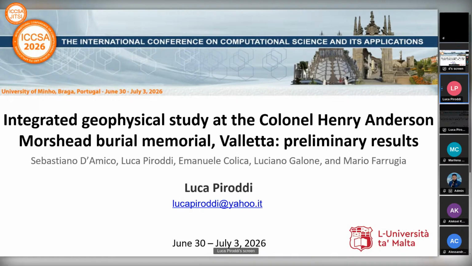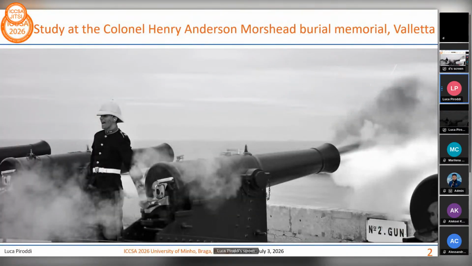Yes, this is a work done within the Department of Geoscience at the University of Malta. This note covers the geophysical investigations carried out at the burial memorial of Colonel Henry Anderson Moshpit, which is located within the Saluting Battery complex in Valletta, a quite famous location for tourists, and of course a very important cultural heritage site of the town.